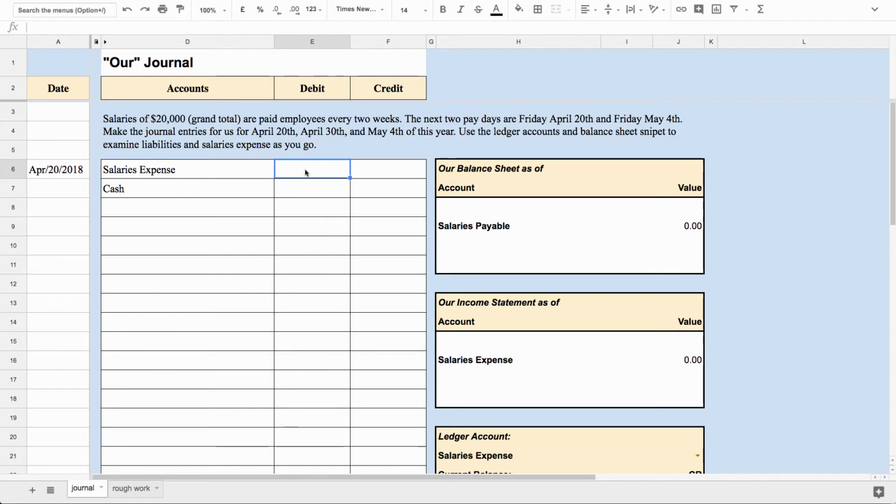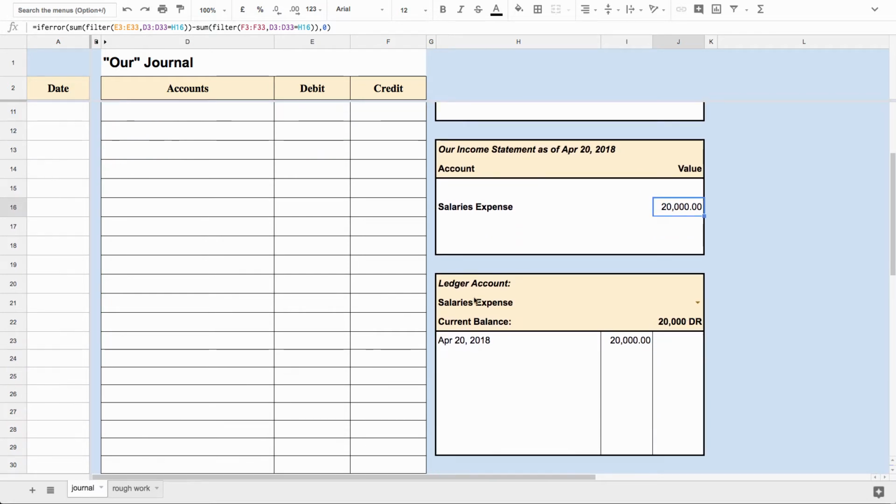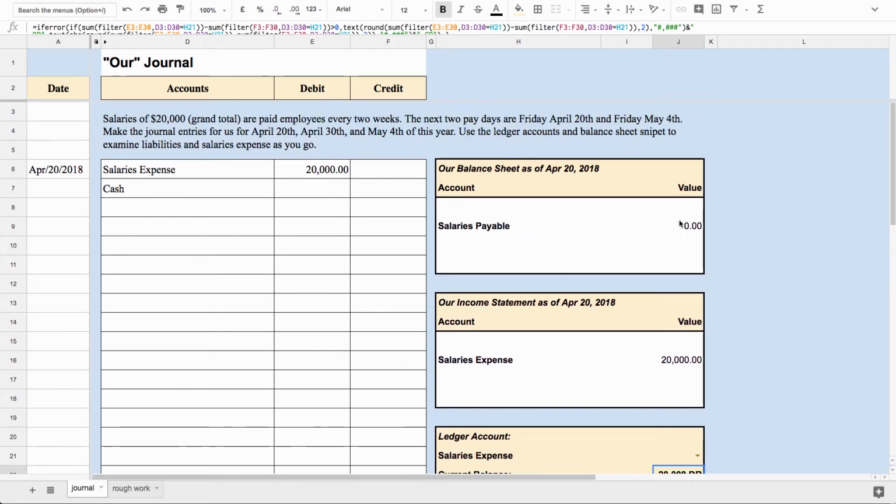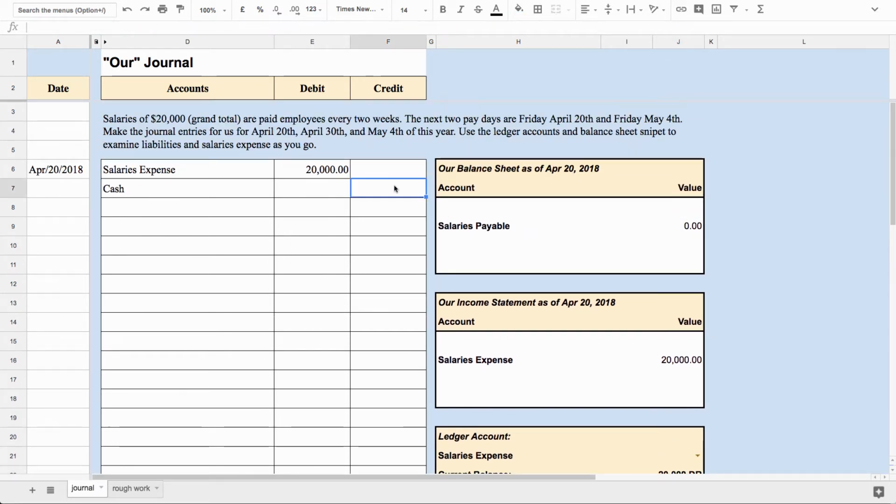And what we're going to do is put $20,000. And immediately you're going to see a couple things over on the right. We'll see now our income statement as of April 20th, 2018, shows a salaries expense of $20,000. And down here we can see in this account, salaries expense, we have a debit of $20,000 and a total debit balance of $20,000, right? And there are no salaries owing because we're going to pay them. So we credit cash $20,000, done.